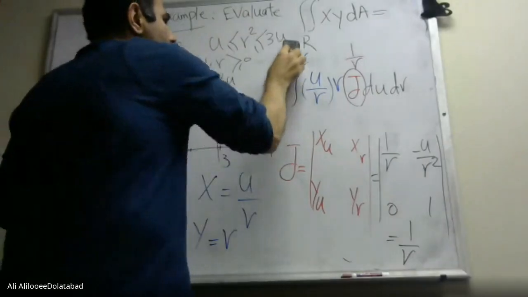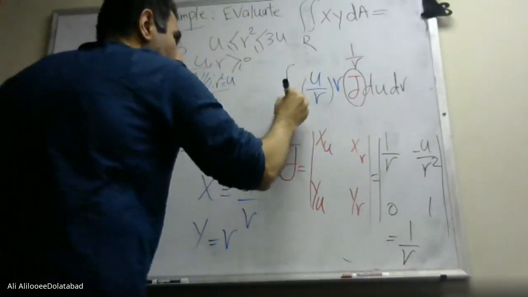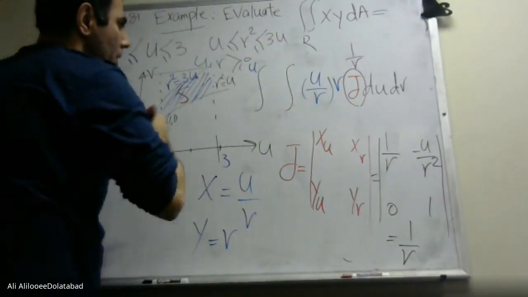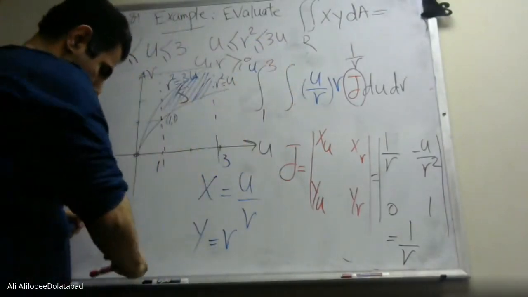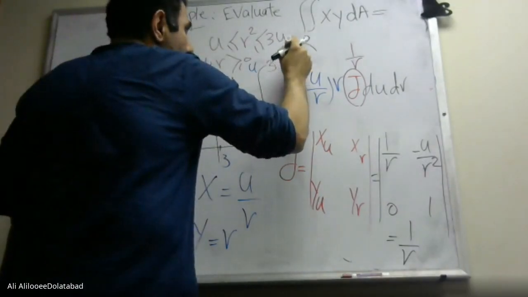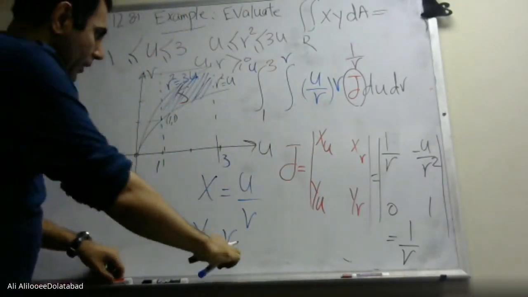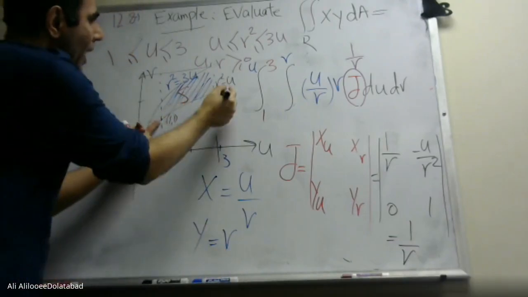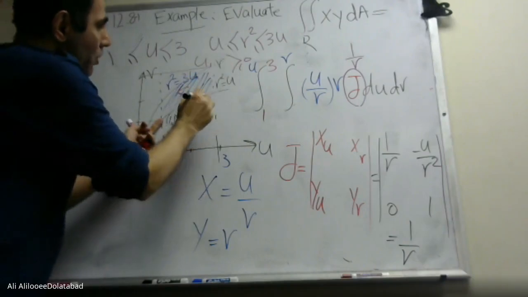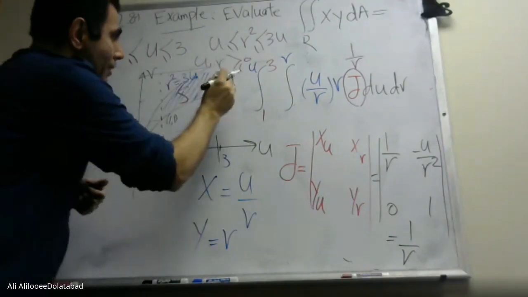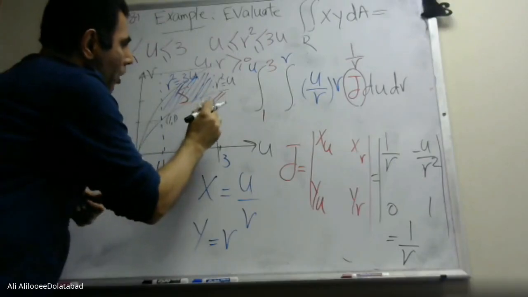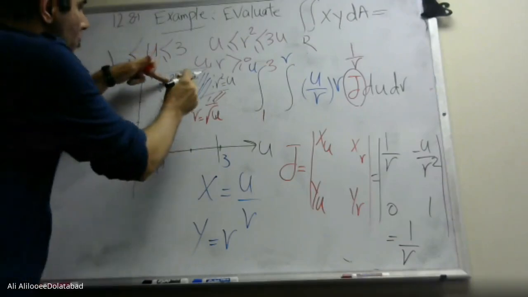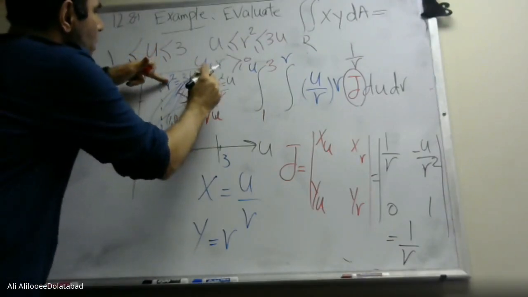Let me write it better. So, this is u, the bound for u is 1, 3. The second one is v. What are the bounds for v? For v, you have two functions. The first function is this guy, the second function is this guy. This is v squared equal u. Then since v squared equals u, you have v equal to root u. The second one is v squared equal 3u. Then you have v equal to root 3u.